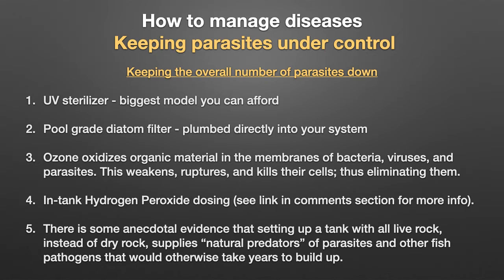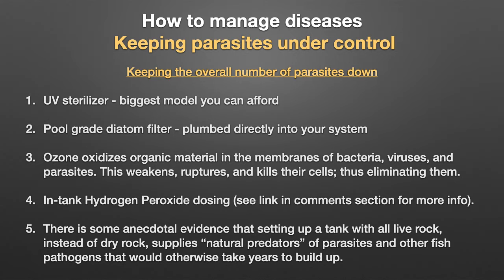How to keep parasites under control. Option 1, a UV sterilizer. While a UV sterilizer may never siphon out all the free-swimming parasites, it oftentimes eliminates enough of them to keep the parasite population sublethal. A UV is also very effective at reducing harmful bacteria, viruses, and algae spores in the water column. Option 2 is a pool-grade diatom filter plumbed directly into your system. This is much more effective than a canister-type diatom filter. The concept is basically the same as running a UV. The diatom filter siphons out free-swimming parasites and bacteria and traps them in the diatomaceous earth media.